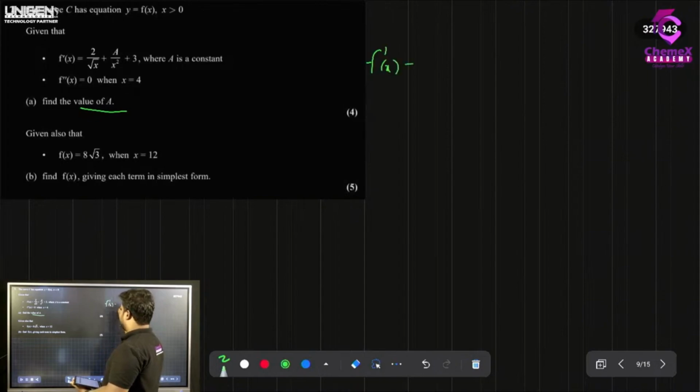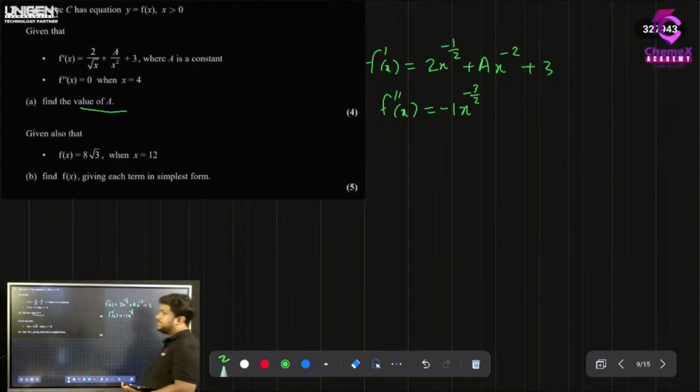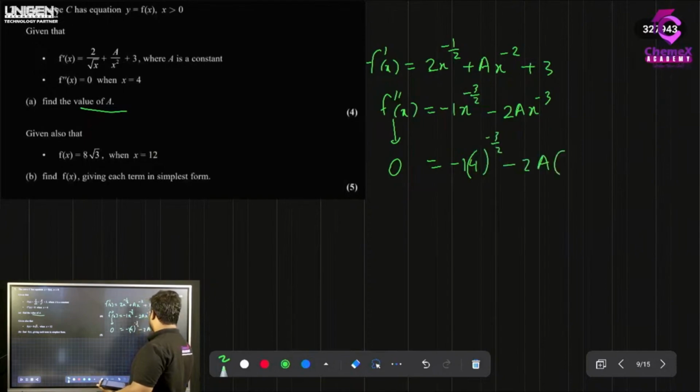So let's write the equation of f dash in a simplified manner so that we can use it to differentiate again. So f double dash I can form from that. What is that going to be? Minus 1 x to the power minus 3 over 2, because minus half minus 1 is minus 3 over 2, minus 2a x minus 3. That's it. So they have given f double dash is 0. 0 equals minus 1, x is 4, right? 2 times a.